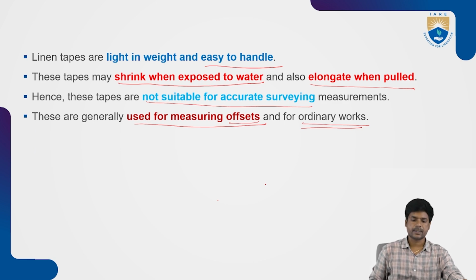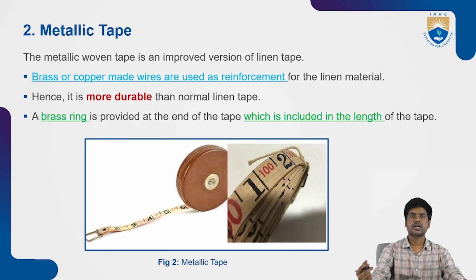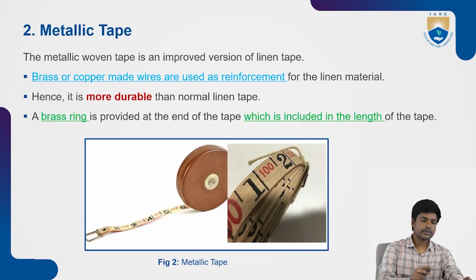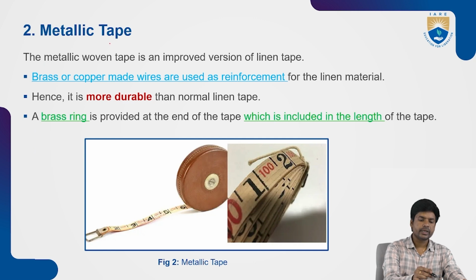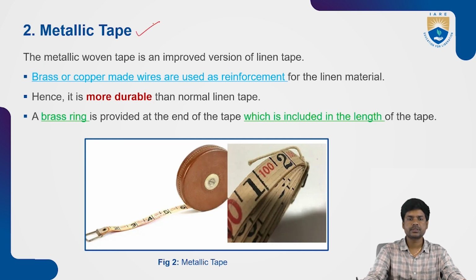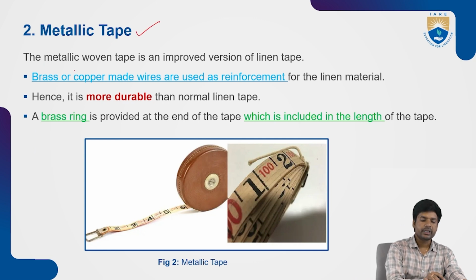Next, coming to the second one, metallic tapes. This is the second type of tape based upon the material. The metallic woven tape is an improved version of linen tape.